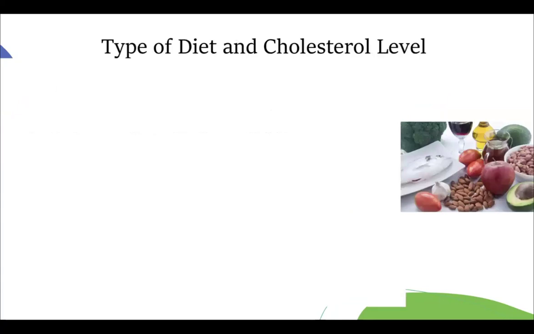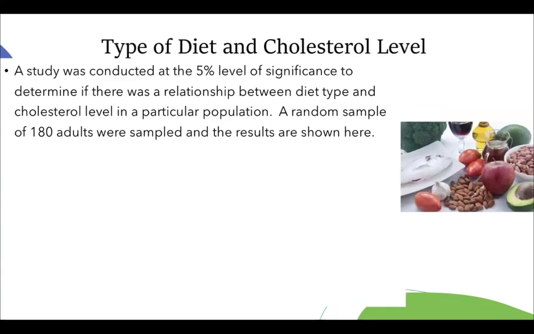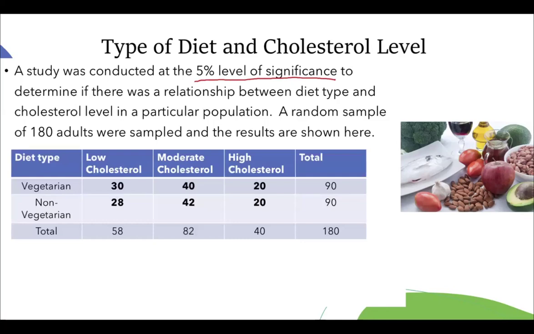Type of diet and cholesterol level. A study was conducted at the 5% level of significance to determine if there was a relationship between diet type and cholesterol level in a particular population. A random sample of 180 adults was sampled, and the results are shown here. So you have a significance level, and you're going to be shown a table. That's an indication that you're going to conduct a hypothesis test of the chi-square style.